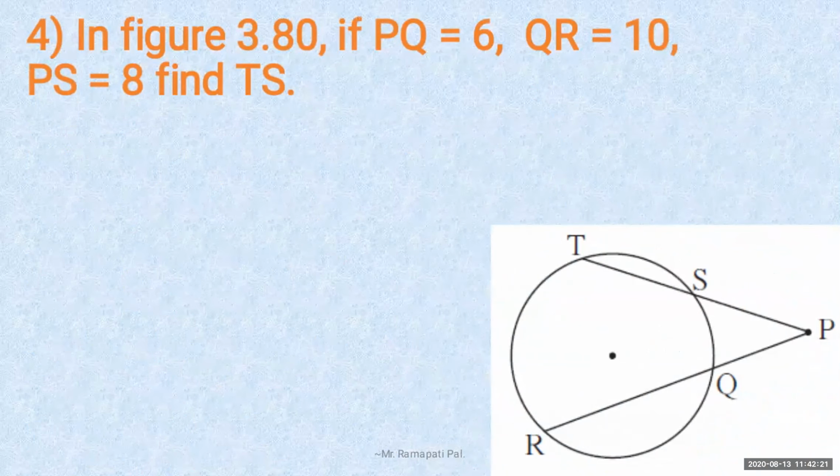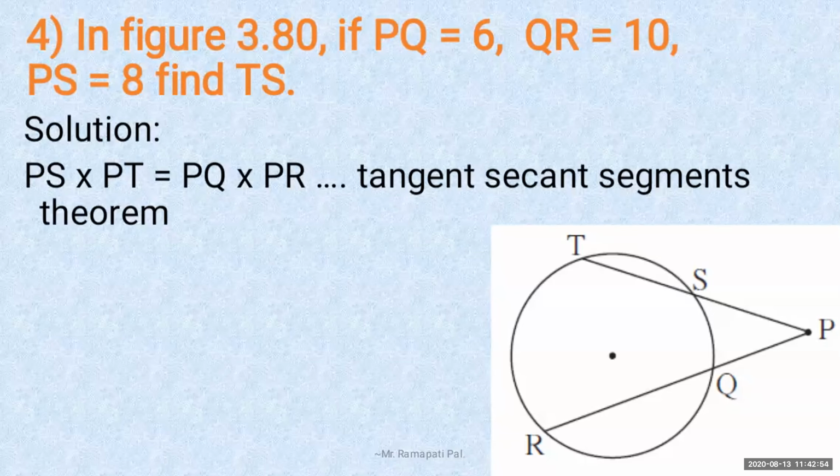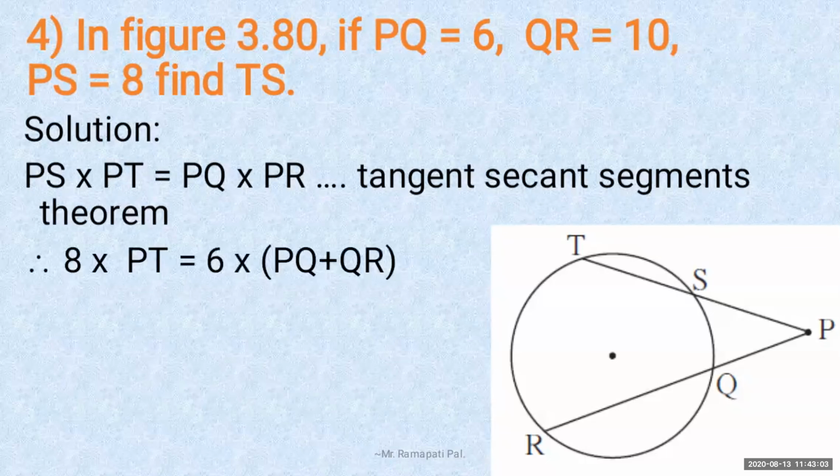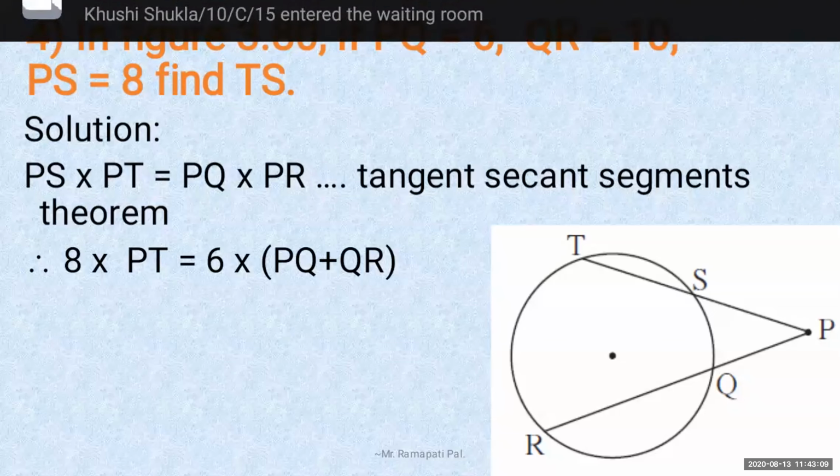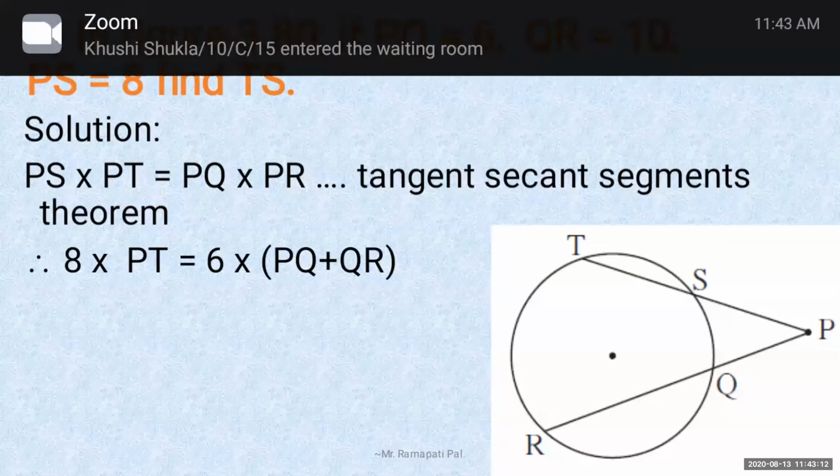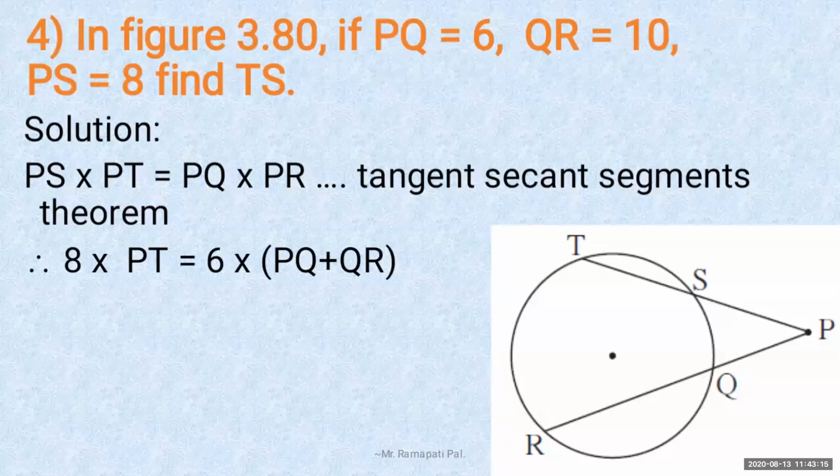So we have to use the tangent secant theorem, that is PS into PT is equal to PQ into PR. Now some values are given, like PQ is given, QR is given, PS is given. So whatever values are given, we are going to substitute in this formula. So 8, because PS is 8. 8 into PT is equal to 6 into. Now see in the diagram PR. So PR is what? PQ plus QR. So we will write PQ plus QR in place of PR.